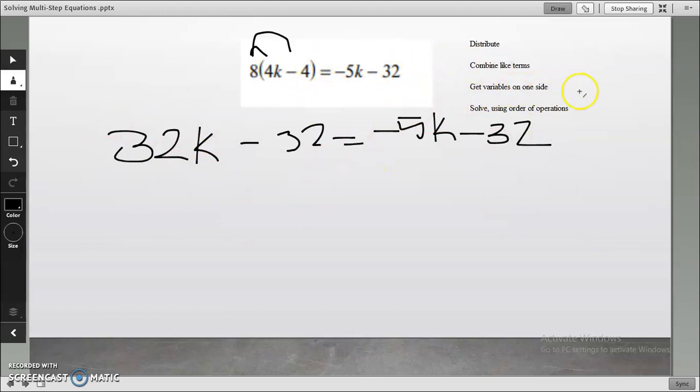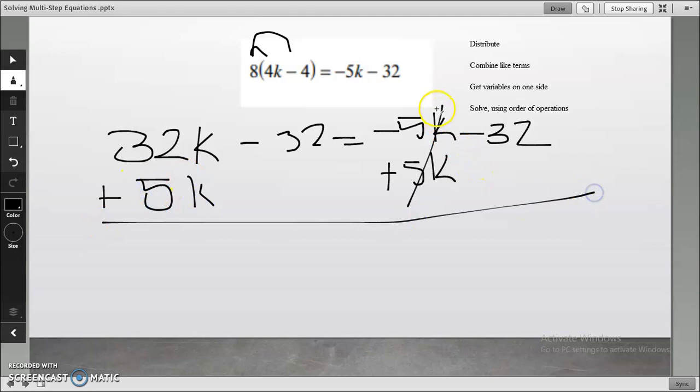So now I want to get my variables on one side. So here I have 32K, which really sounds like a lot of money, is over here, and I have negative 5K, which is over here on the right side of my equation. I want them all on one side. So in order to get that, I have a negative 5. The opposite operation would be to add 5K because I need it to go away over here. I don't want it over here anymore, and I want to move it to this side. Okay, so that crosses out and I get 37K.